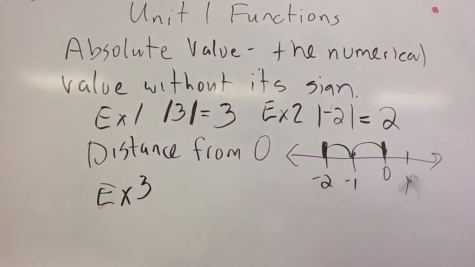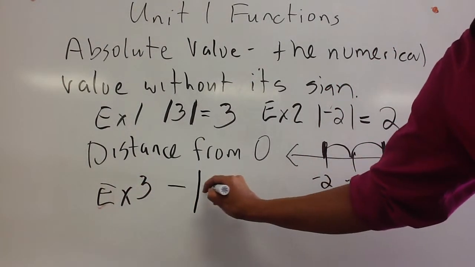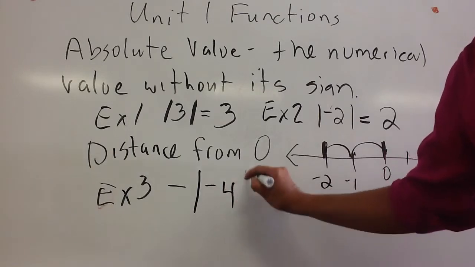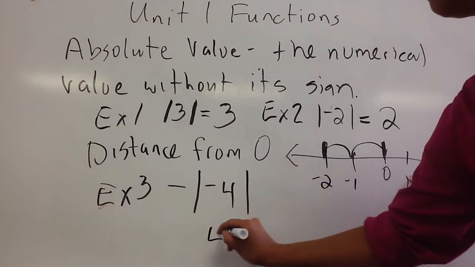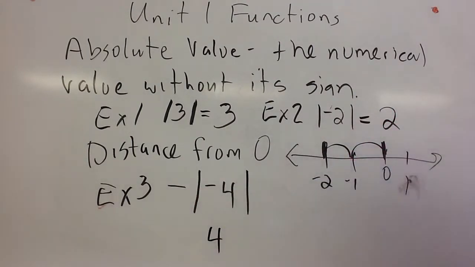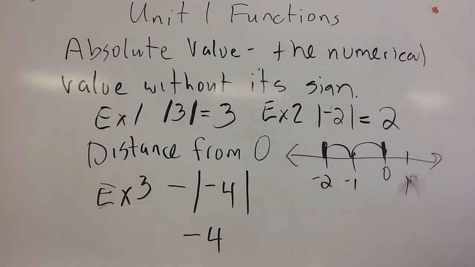And our final example is if I had the negative absolute value of -4. All right, so we're going to take the value inside of the absolute value sign and make it positive. That's going to be 4. However, this negative sign is on the outside, so I'm going to go ahead and bring that down. So my final answer in this case is -4.